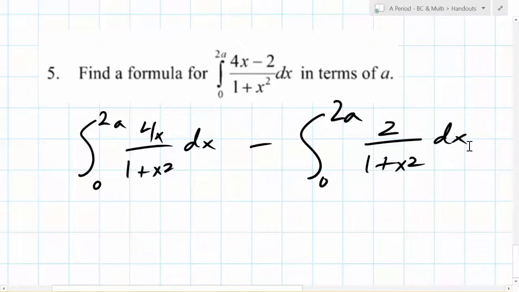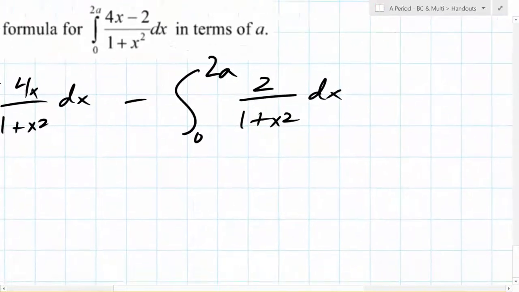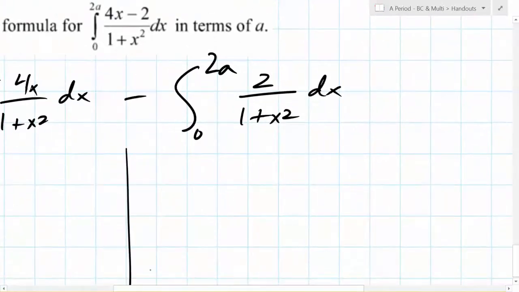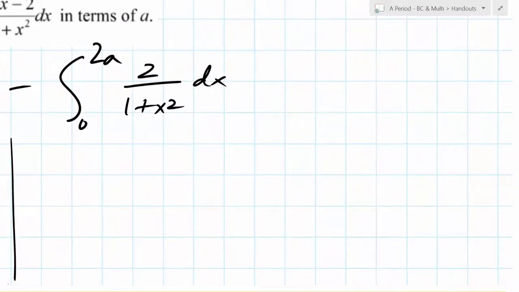Which one do we want to do first? The one on the left or the one on the right? Umi, which one do you want to do first? The one on the right. Let's do the one on the right, because what do you see? When you look at the one on the right, what do you see, Umi? The integral of tan. Yeah, tan what? Or tangent of. Tan what? Oh, arctan. Exactly. You might remember this.